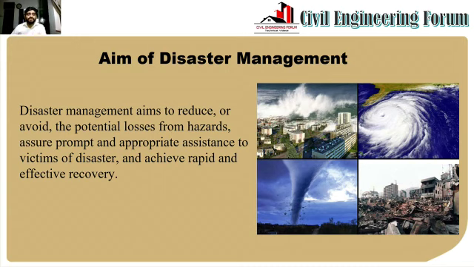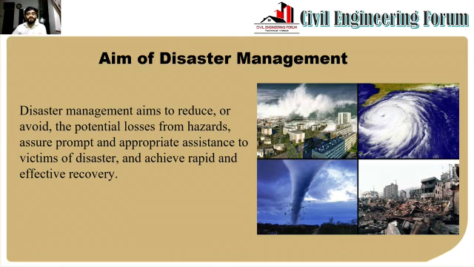The second is to assure prompt and appropriate assistance to victims of disaster. Now, if the hazard has already become a disaster, then we can at least provide assistance to the victims who have suffered this disaster. We can assure prompt and appropriate assistance and achieve rapid and efficient recovery. So this is also an aim of disaster management, to help people to recover from the loss. This loss may be of property or assets. Government may help those victims to recover.